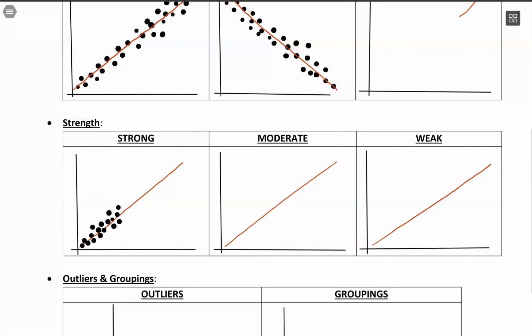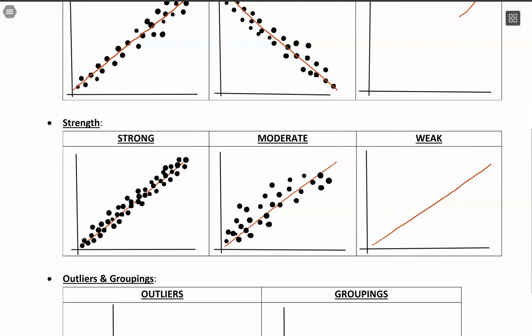So maybe we have a scatter plot that, when we look at it, would look very linear. And if we drew a line through that data, it'd be very close by. Now with moderate, it'd still fit this linear trend. It would just spread out a bit more. So maybe we'd go a little bit like that.